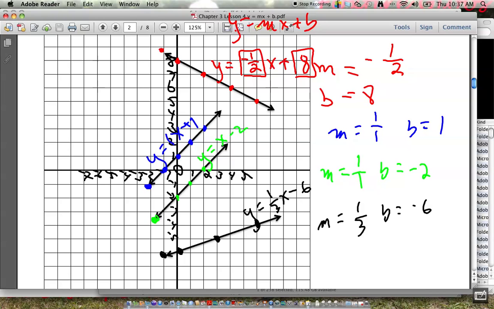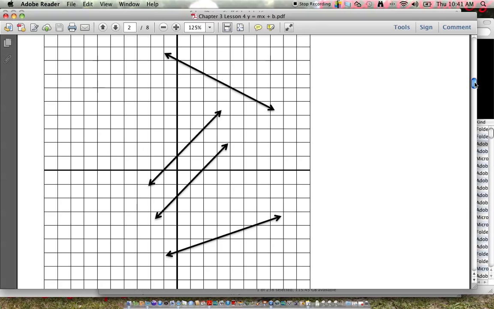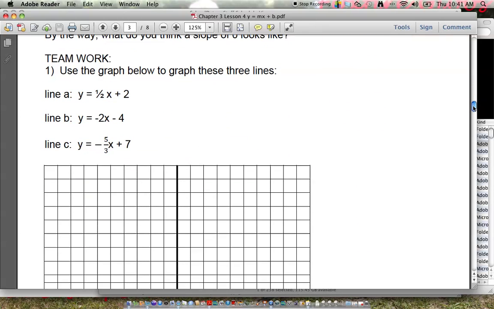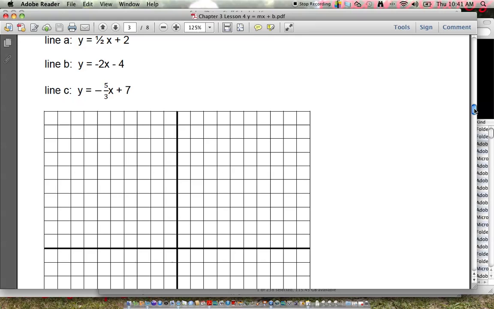Okay? So we're learning about slopes, y-intercepts, where they are. Let's go to a little further on in your sheet here. Now I can go backwards. I can graph based on the line. So, this is the last thing we'll do today. Ready? Take a look at this equation.